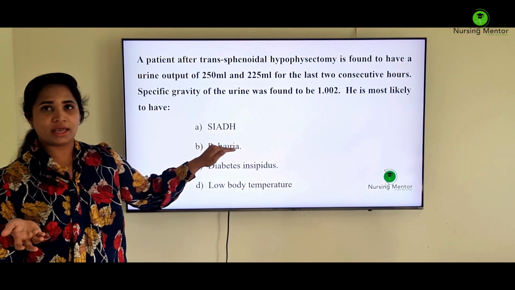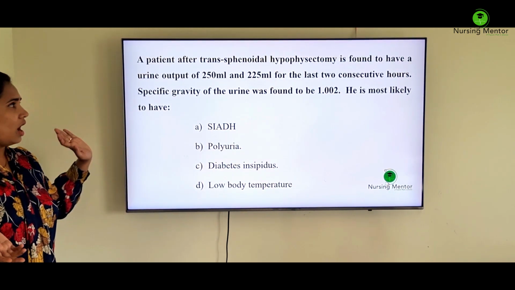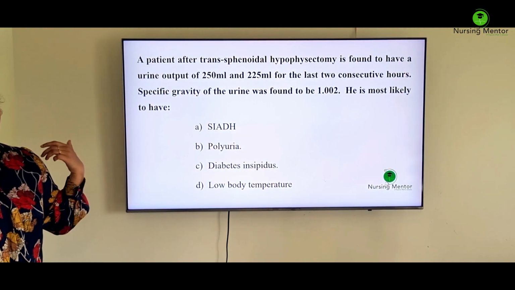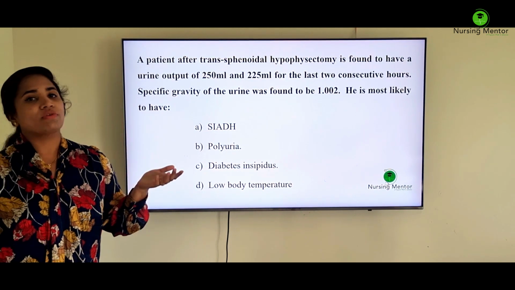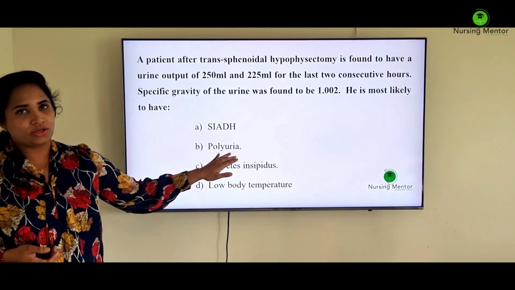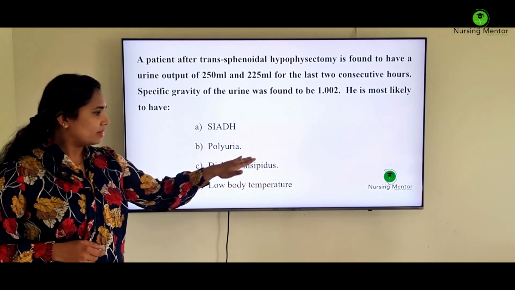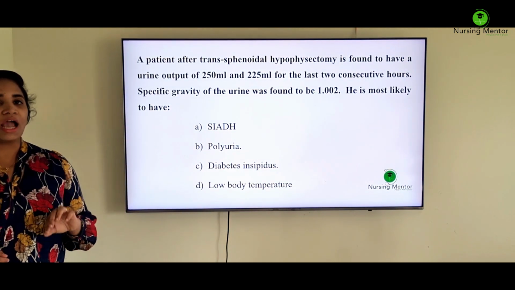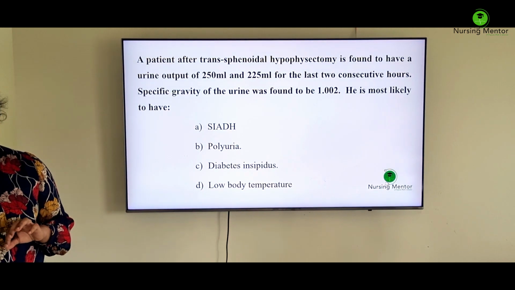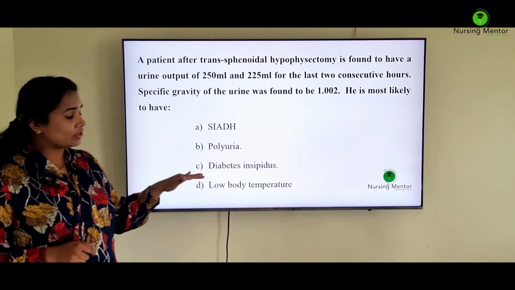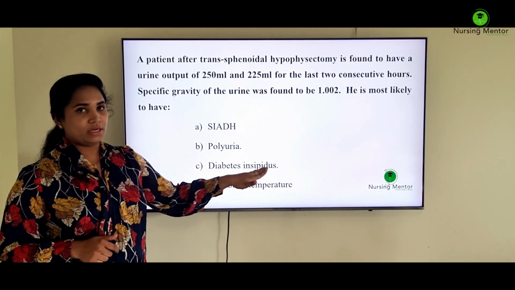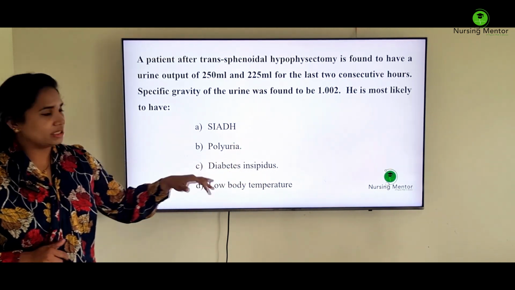Polyuria. Patients can have polyuria after surgery, and it can be for any reason. So that is increased secretion of urine. The next option is diabetes insipidus. That is caused by the hyposecretion of ADH. And there are certain criteria for diabetes insipidus. Let's have a look at the criteria.